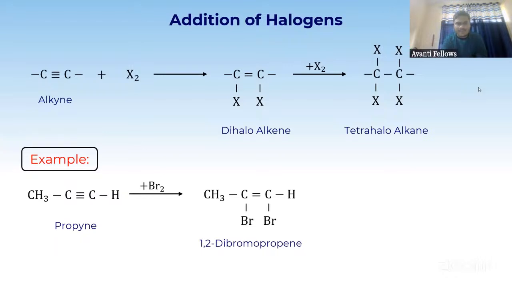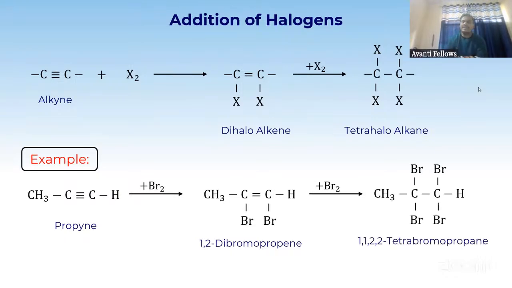Let's understand with an example. Suppose we have a propyne, right? If we have a propyne, so when we treat this propyne with 2 moles of Br2, then 1,1,2,2-tetrabromopropane will form. क्या बना? 1,1,2,2-tetrabromopropane. So 1,1,2,2-tetrabromopropane का फॉर्मेशन यहाँ पे देखने को मिलता है. Is this clear to everyone?